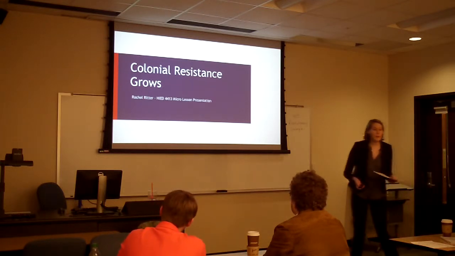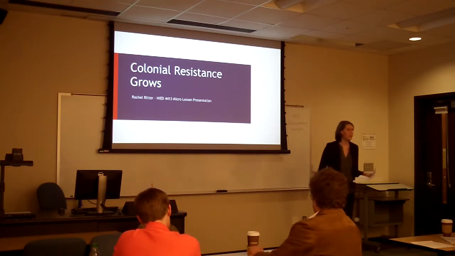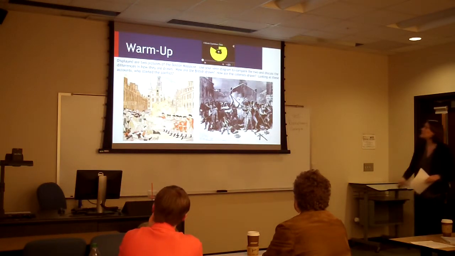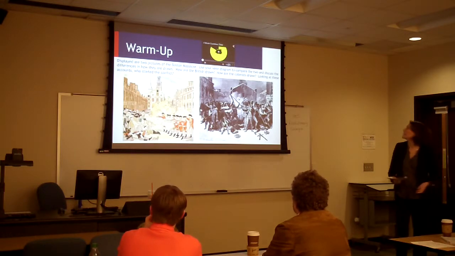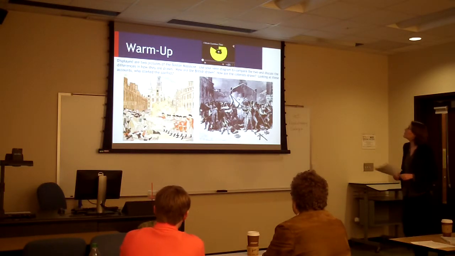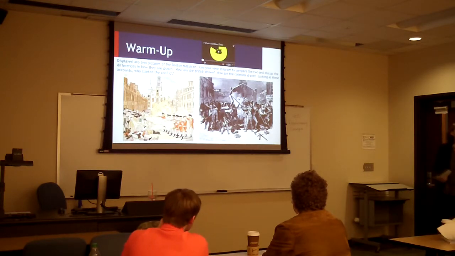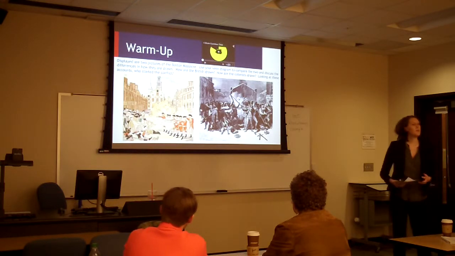For your warm-up activity, I've given you all a Venn diagram. Please wait until I finish explaining the instructions before you start. We're going to look at these two images depicting the Boston Massacre. You're going to use your Venn diagrams to compare the two images and discuss the differences in how they're drawn. How are the British drawn? How are the colonists drawn? Looking at these accounts, who started the conflict?